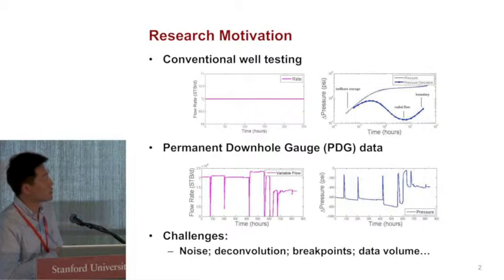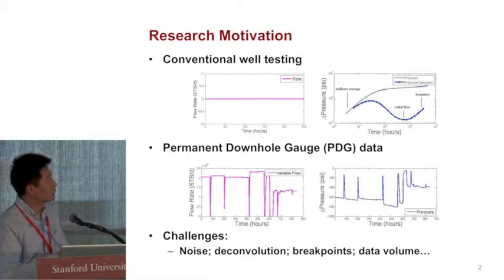And a permanent downhole gauge, or PDG, is a device which can record both pressure and flow rate data. And what we would like to do is to interpret the data from the permanent downhole gauge to estimate reservoir parameters. Like we show here, here's a flow rate recorded by the PDG, and there's the pressure recorded by the PDG. However, there are several challenges.